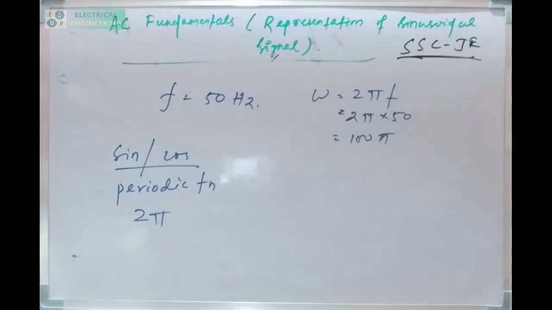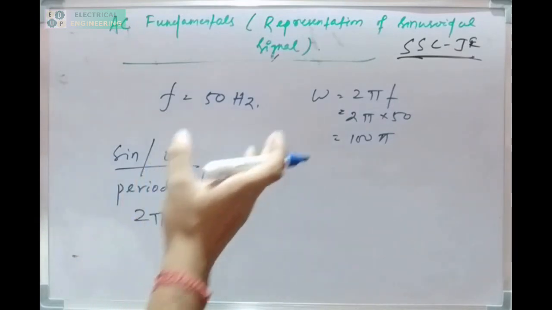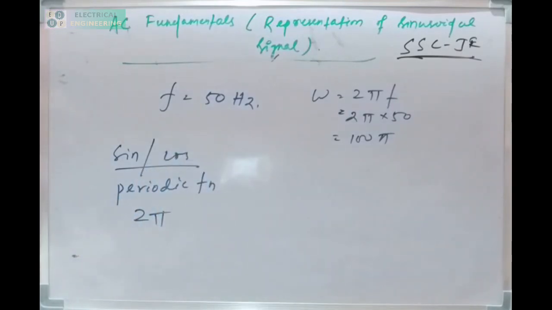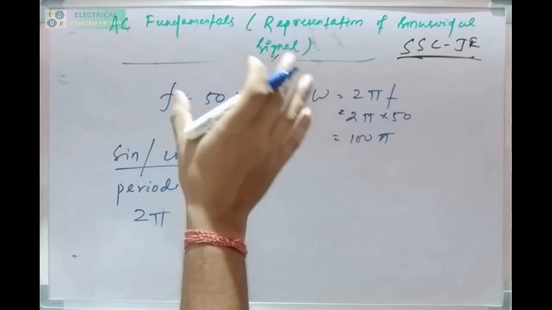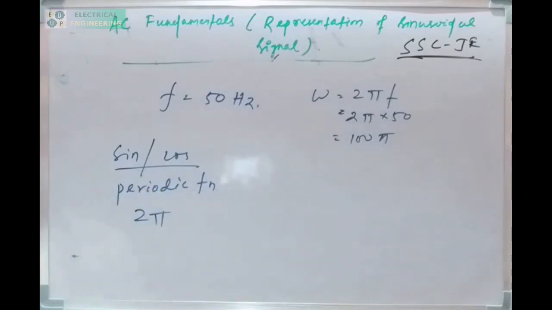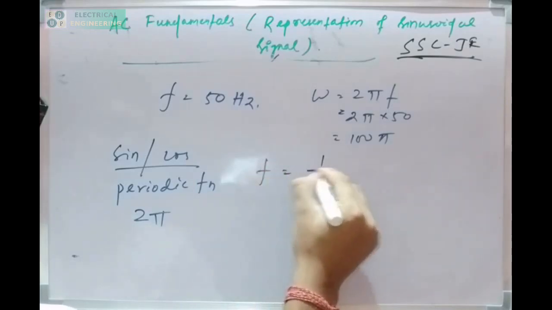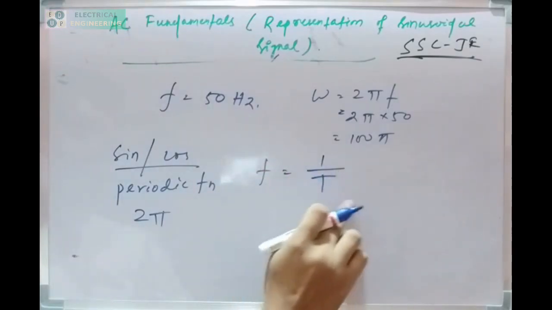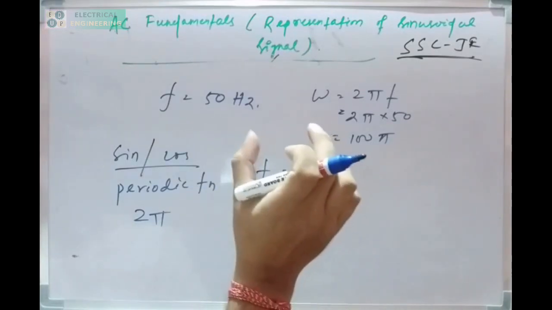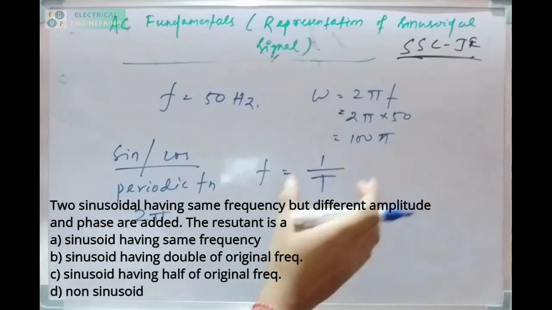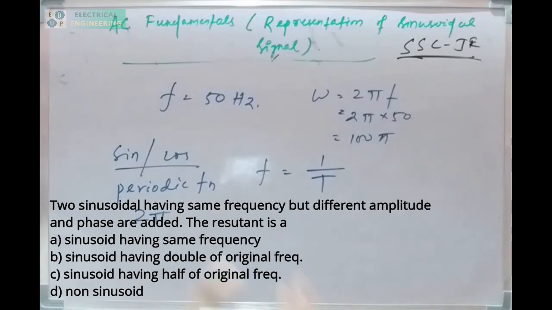In this case, if we are not changing the frequency, and both have the same frequency, then it is for sure that after adding two sinusoids, you will get the same frequency in the resultant. Because frequency is 1 by time period, and if the time period is not changing, how can the frequency change? Till the time period is constant, frequency will remain constant. There will be no change in the frequency.